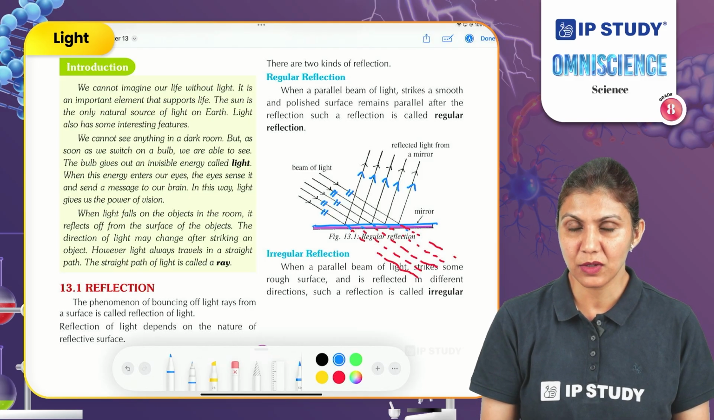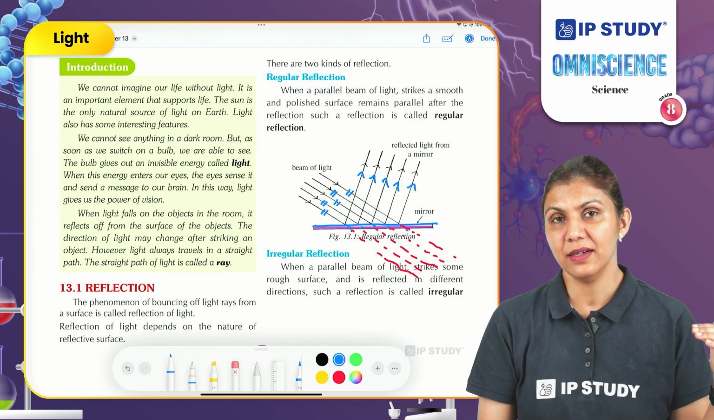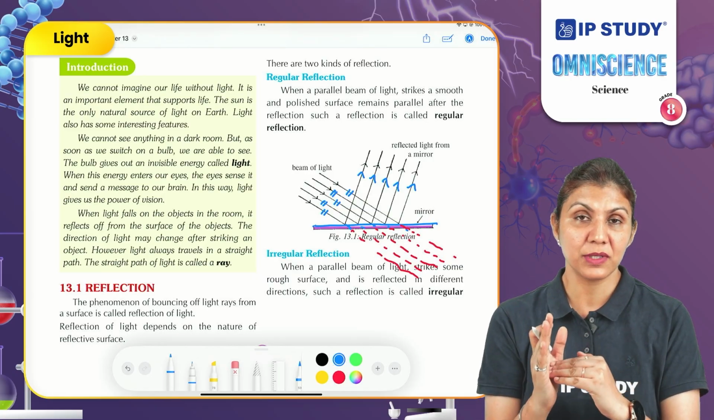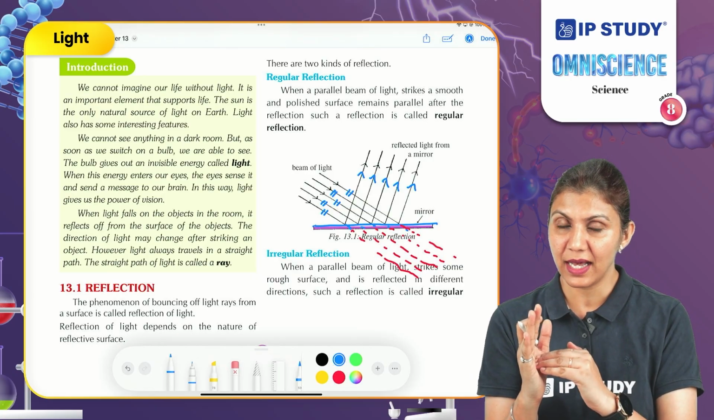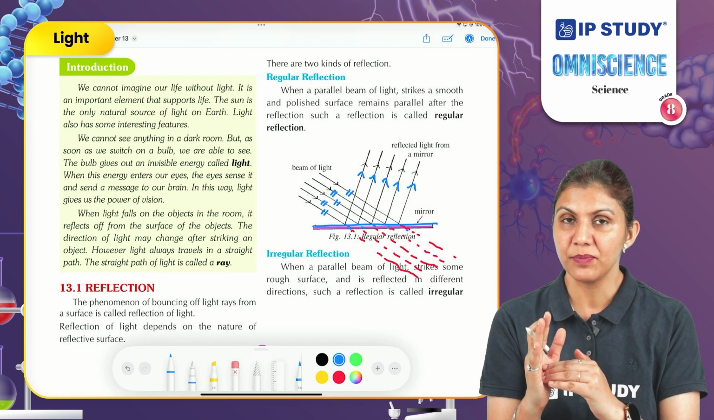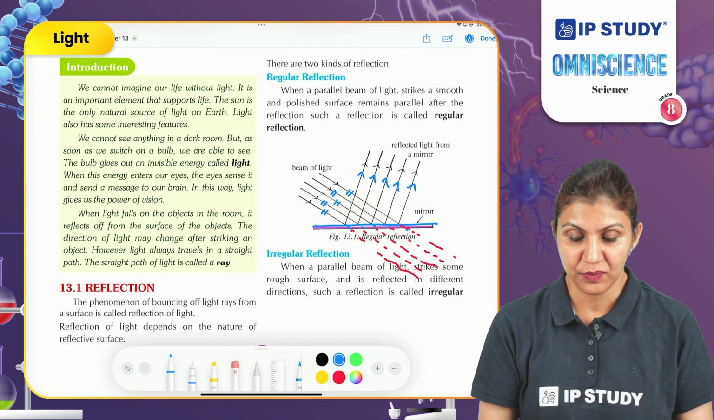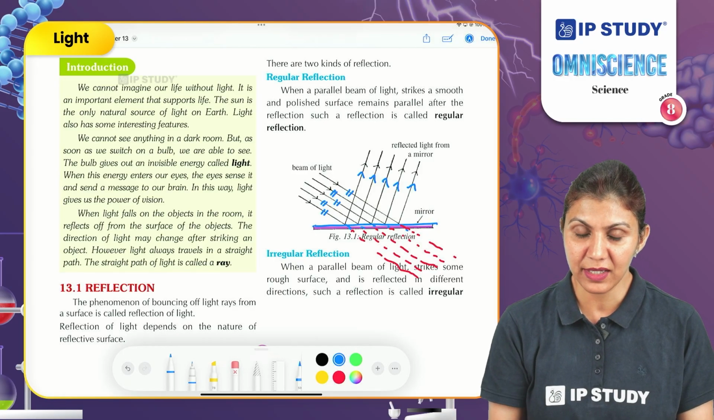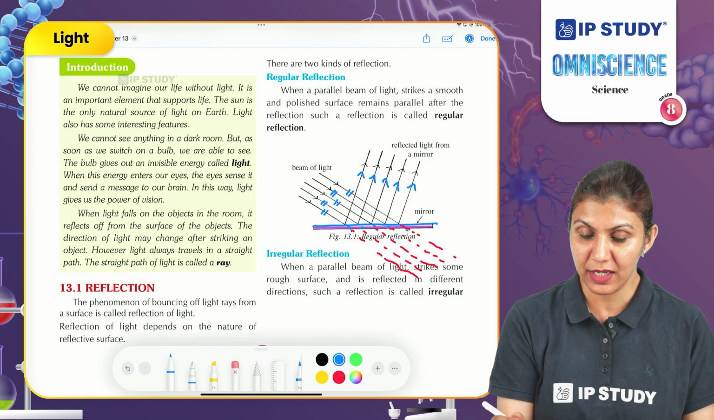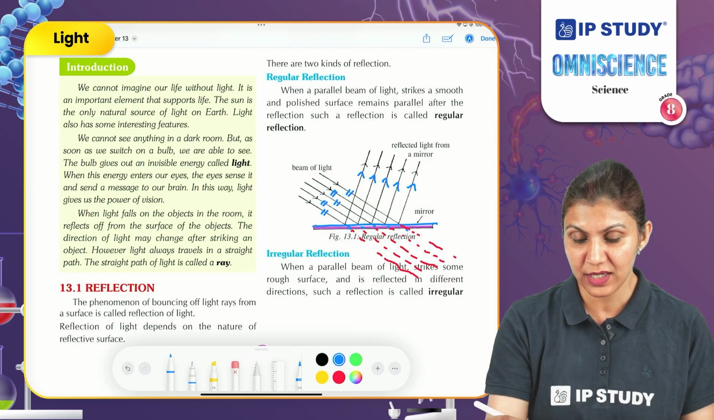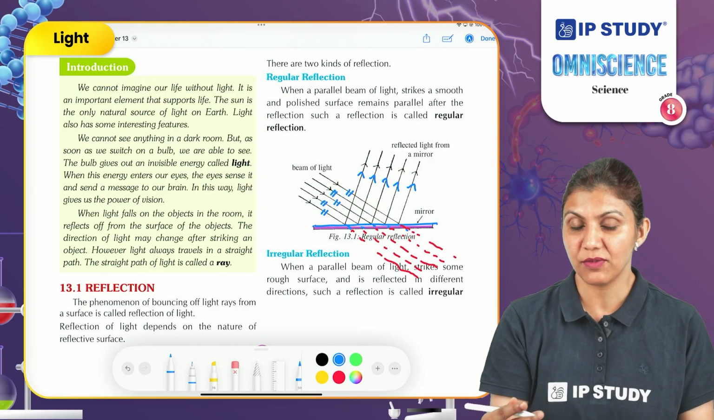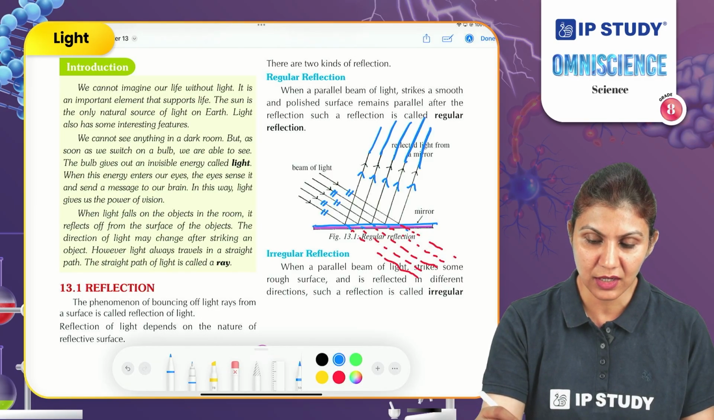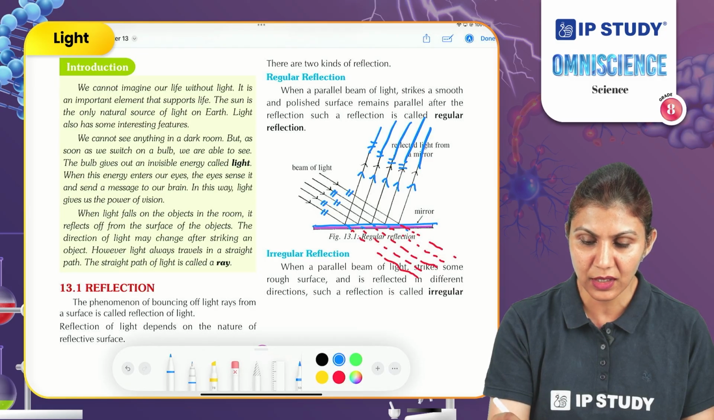So what is happening in this process? When light rays are moving in a rectilinear path and an obstacle comes in their path, the light rays bounce from this surface, and this phenomenon is reflection. If this is happening from a smooth surface, what is happening in that case? If light rays in a beam strike a smooth surface, they will bounce from that surface, but they all will remain parallel to each other.